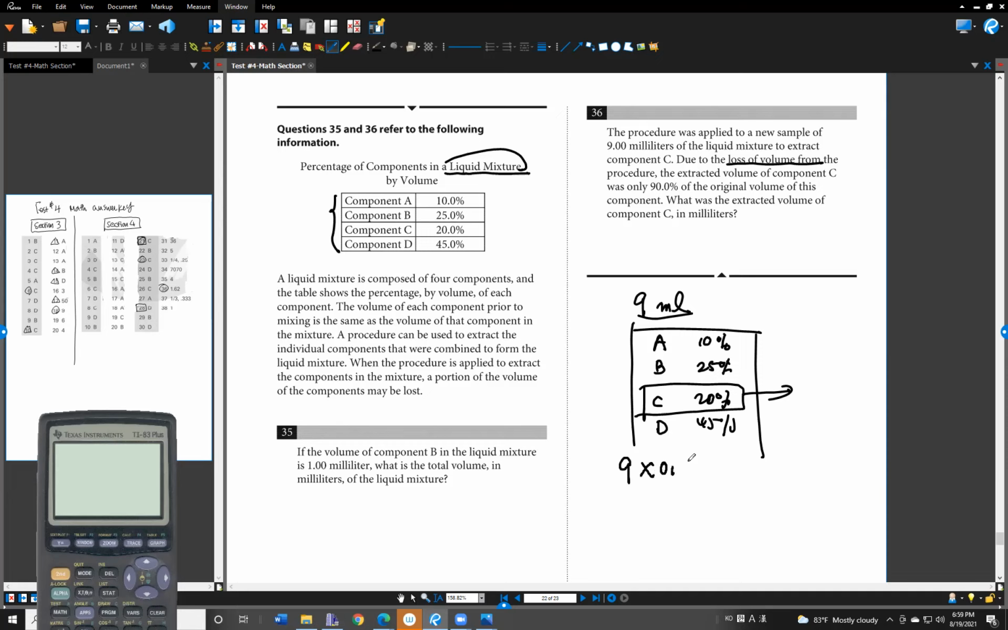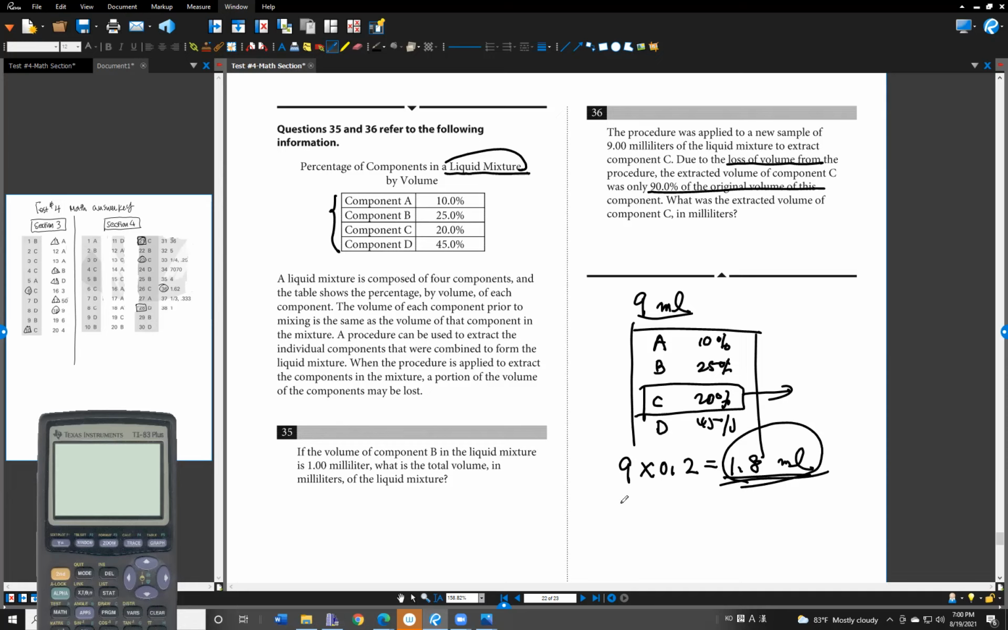9 times 0.2, right? 1.8 milliliters. It should be 1.8. But due to the loss of volume, something is lost, maybe heating energy or some other energies. When you move some object, there is some temperature change and heating, and that energy is lost. So only 90% is available. Only this amount, 90%, we can extract.